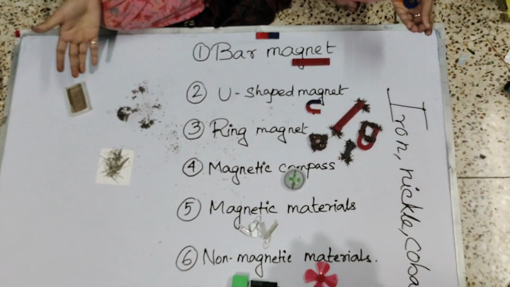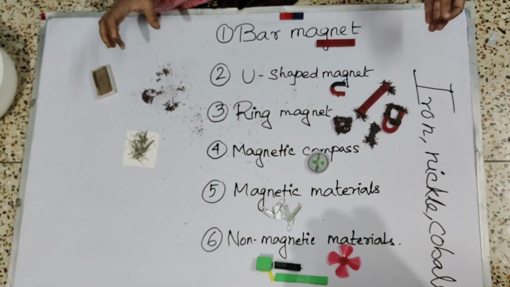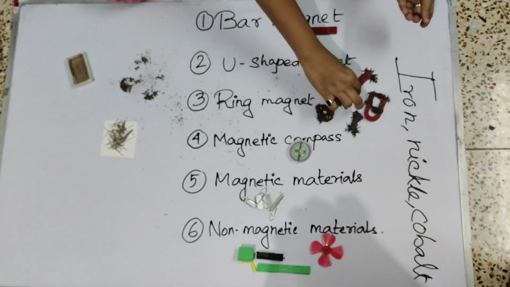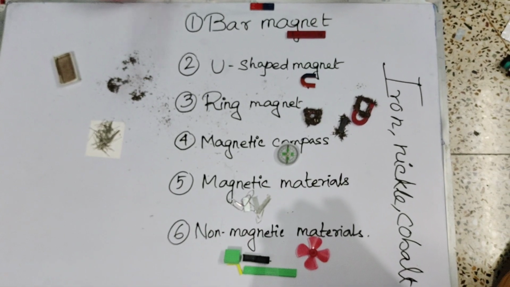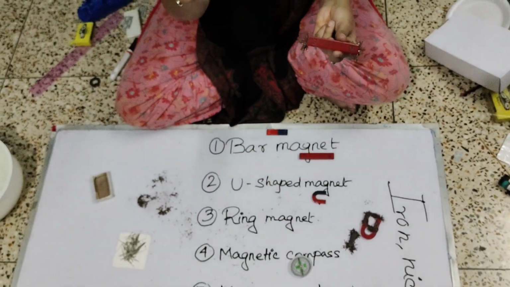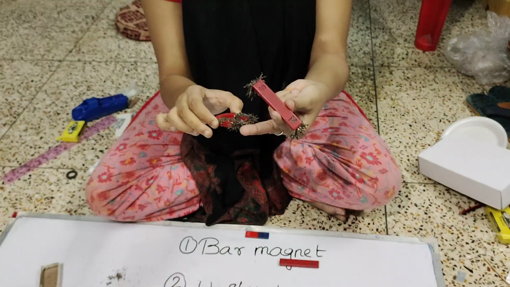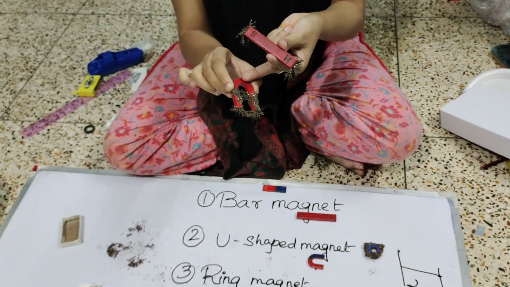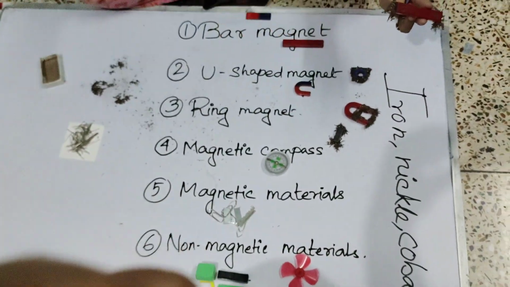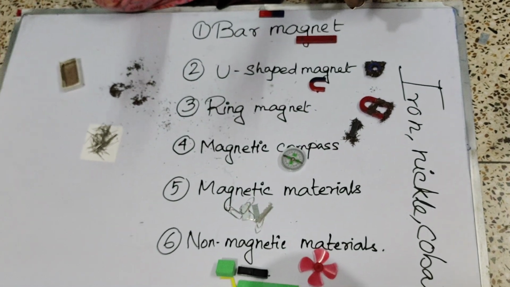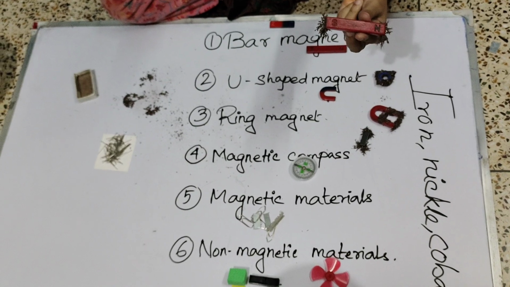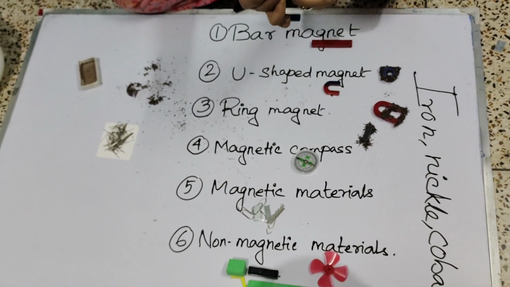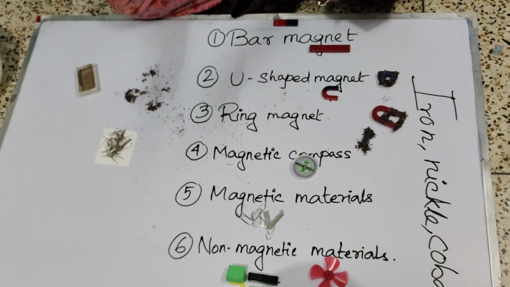A magnet has the maximum magnetic attraction at its ends. For a bar magnet it is at two ends. For a cylindrical magnet or ring magnet it is at two surfaces. For a U-shaped magnet it is also at the ends, very little at the center. So that means what? Where the magnetic attraction is maximum, those are the poles of the magnet. So a bar magnet has two poles. One is the north pole, another is the south pole.